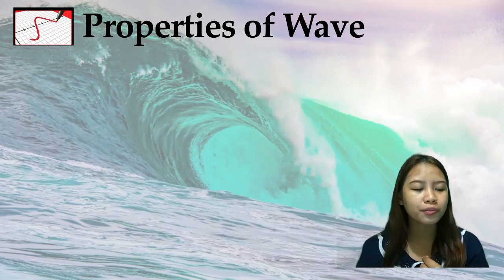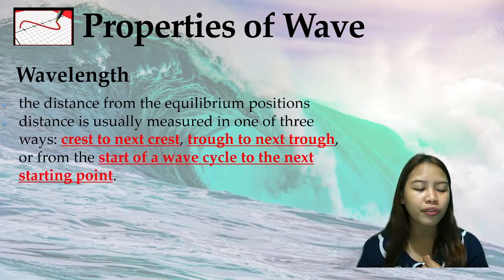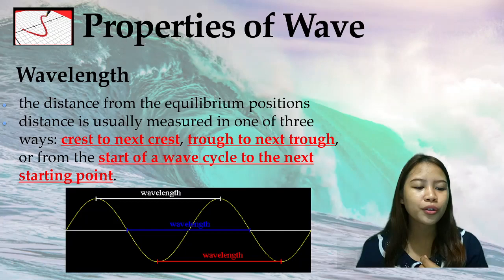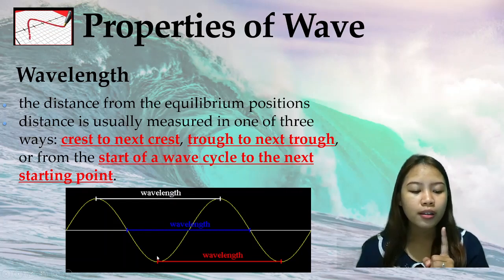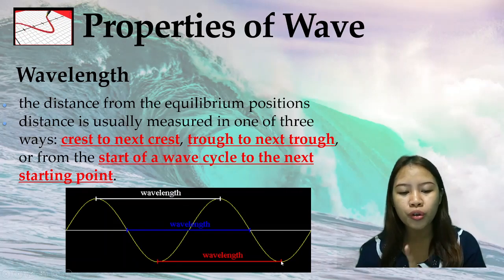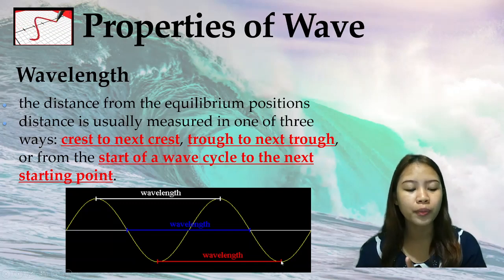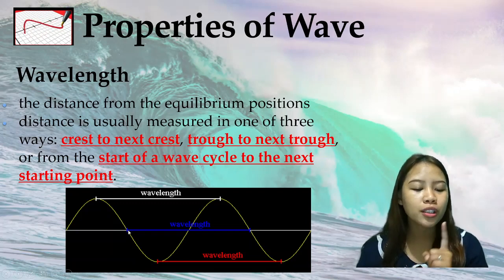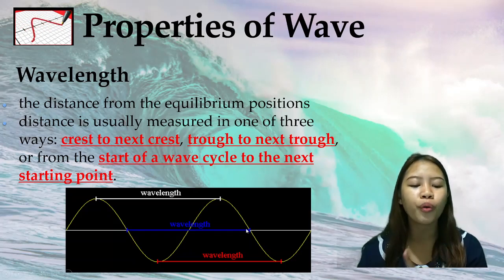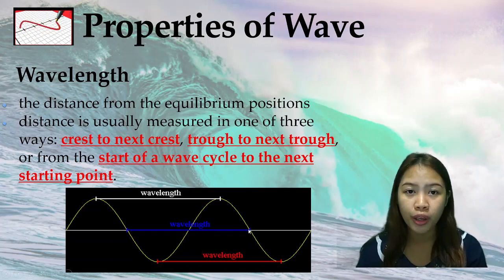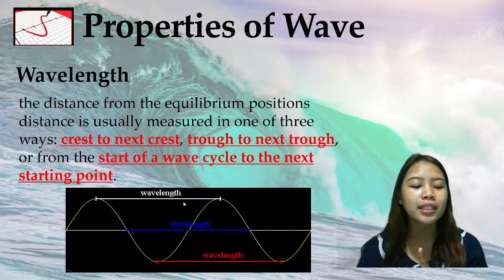So next, we have here the wavelength. The wavelength is the distance from the crest going to the other crest, that's one wavelength. The trough going to the other trough, that's one wavelength. And we have here the starting point of a wave up to the starting point of another wave. So that is one wavelength.